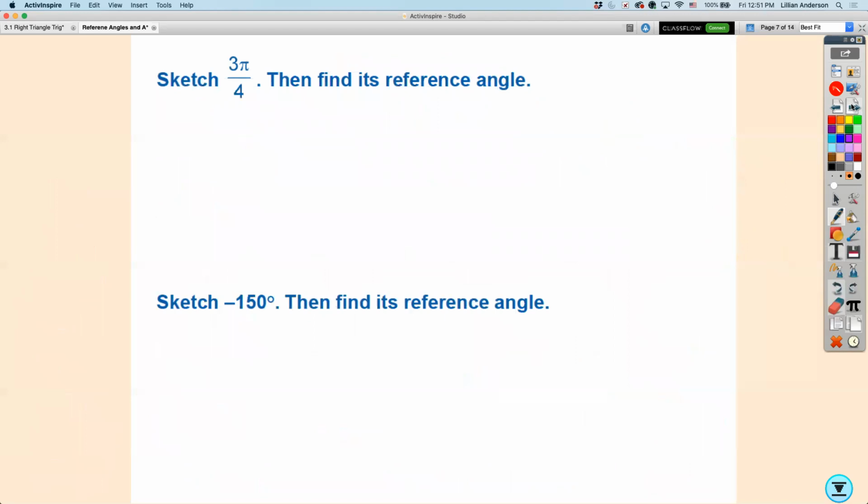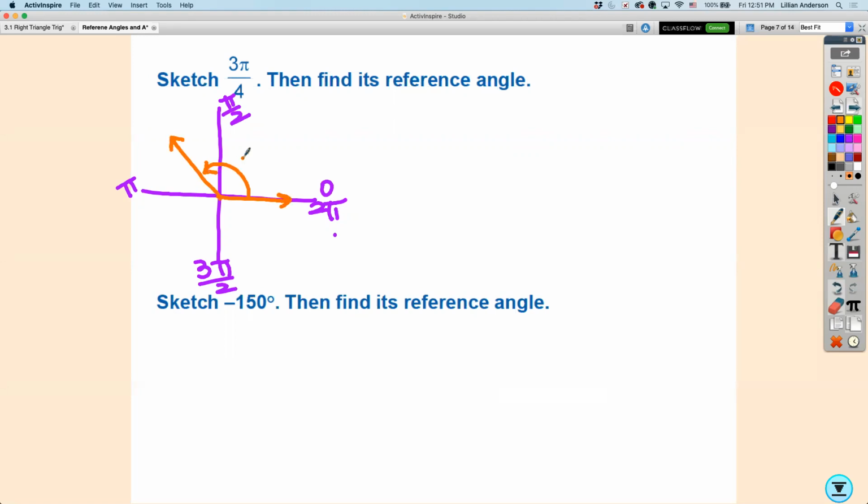So let's look at this one here. We're going to sketch 3 pi over 4, then find its reference angle. Again, another radian. I'm going to go ahead and label my axes so you guys can have a better idea of where 3 pi over 4, what quadrant it lies in. What quadrant does it lie in? The second. So my angle, initial side, terminal side, there's my angle, 3 pi over 4.